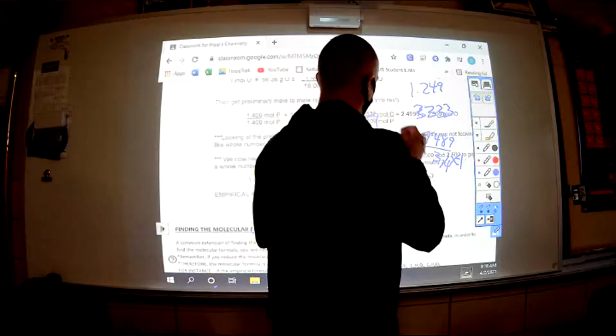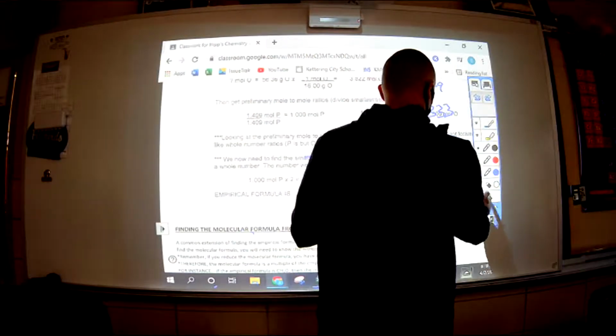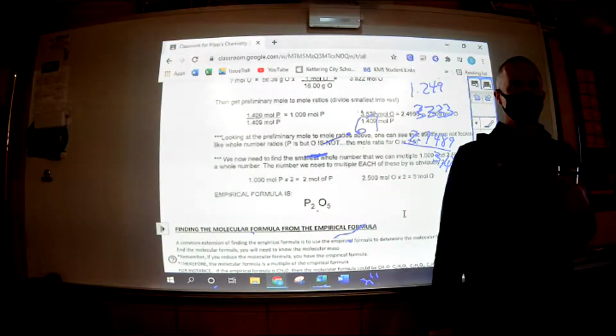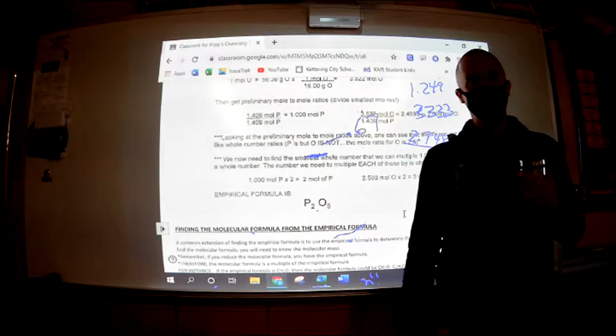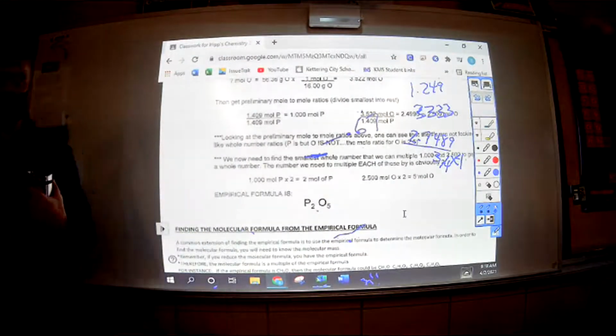Those are some of the ones that we would encounter. So if the number is actually closer to a fraction, you must multiply all of them by the smallest whole number. That gets us the empirical formula.